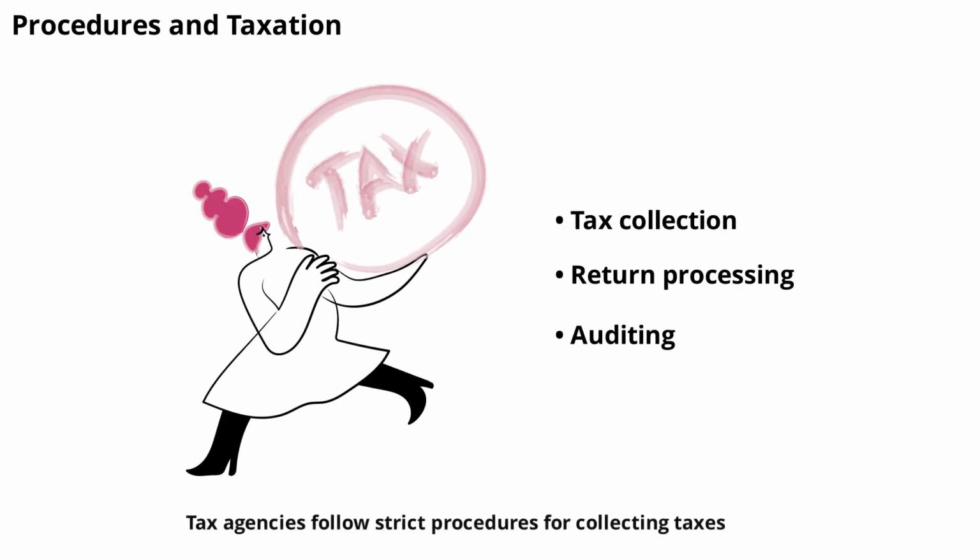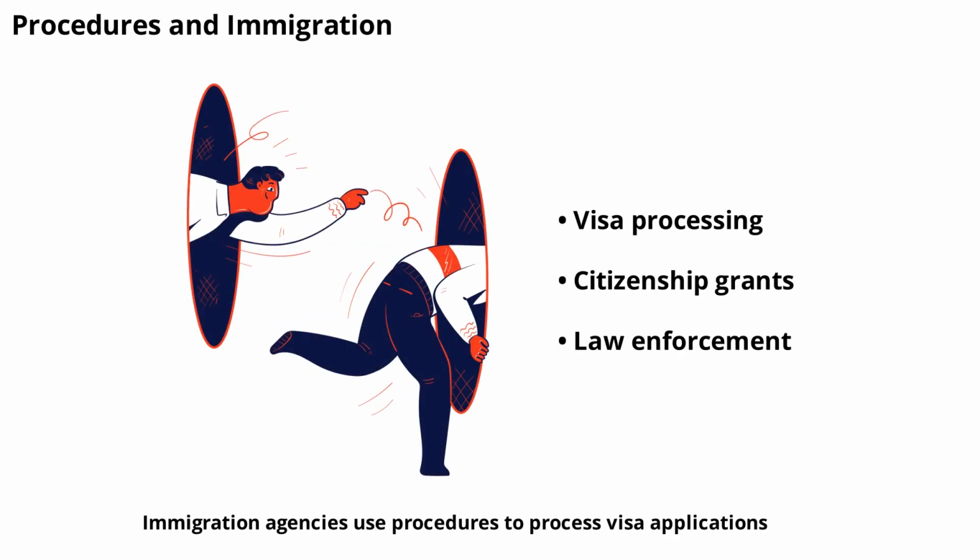Tax agencies follow strict procedures for collecting taxes, processing returns, and conducting audits. These steps help ensure that everyone pays their fair share and that the tax system is fair and transparent. Immigration agencies use procedures to process visa applications, grant citizenship, and enforce immigration laws. These steps help manage the flow of people across borders and ensure that immigration policies are followed.